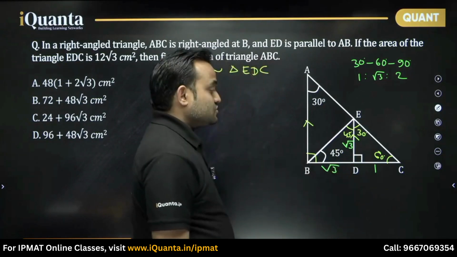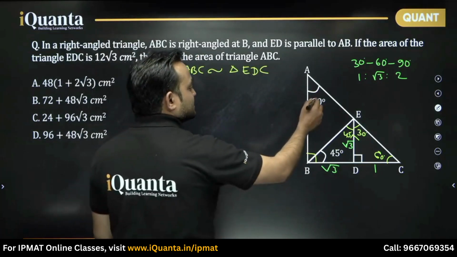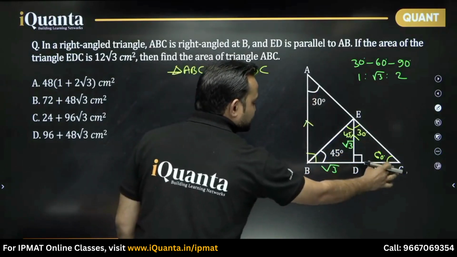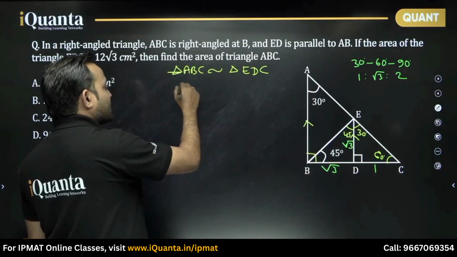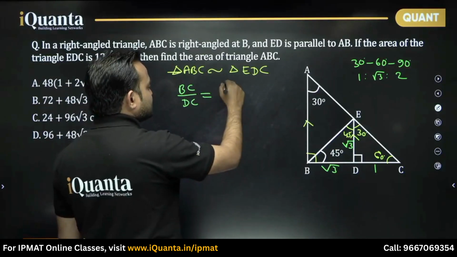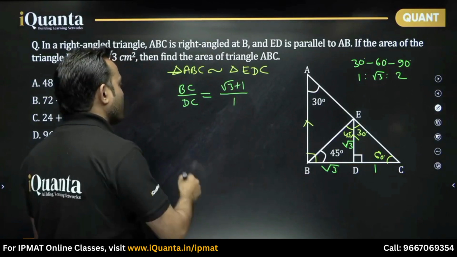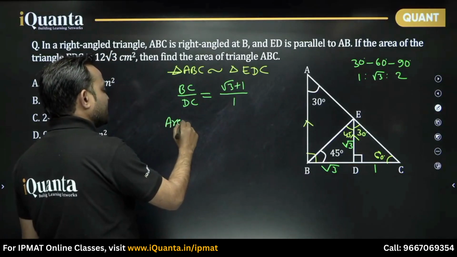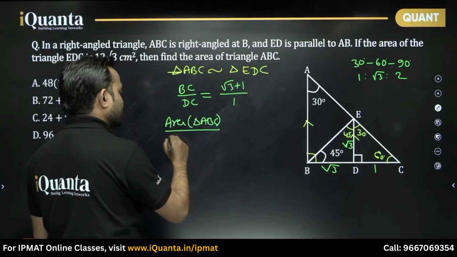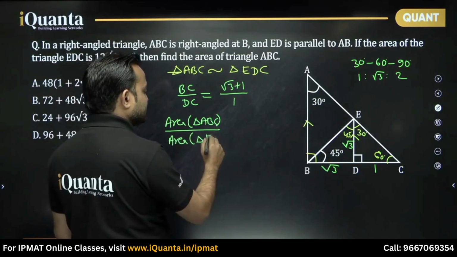Right? So in this case, what do we get as the ratio of corresponding side lengths? Opposite to 30 degrees, it's BC, and opposite to 30 degrees here it's DC. So we can say that BC upon DC is equal to, BC is root 3 plus 1 and DC is 1. So what will be the area of triangle ABC divided by area of triangle EDC?